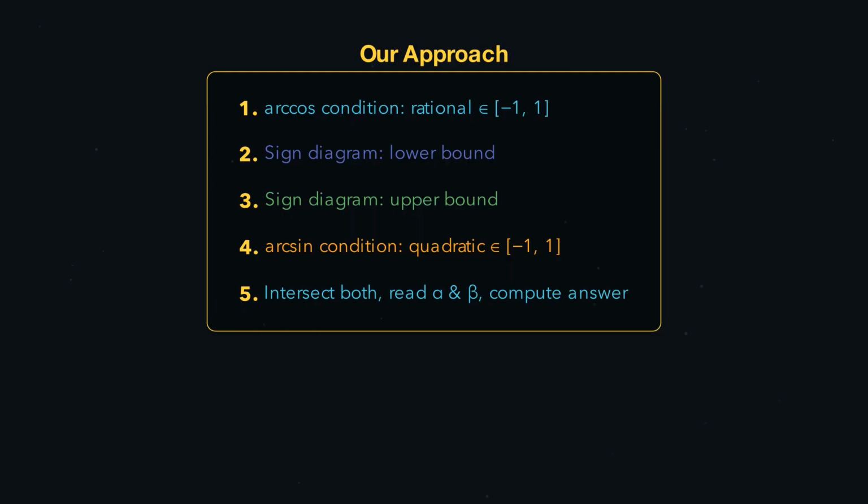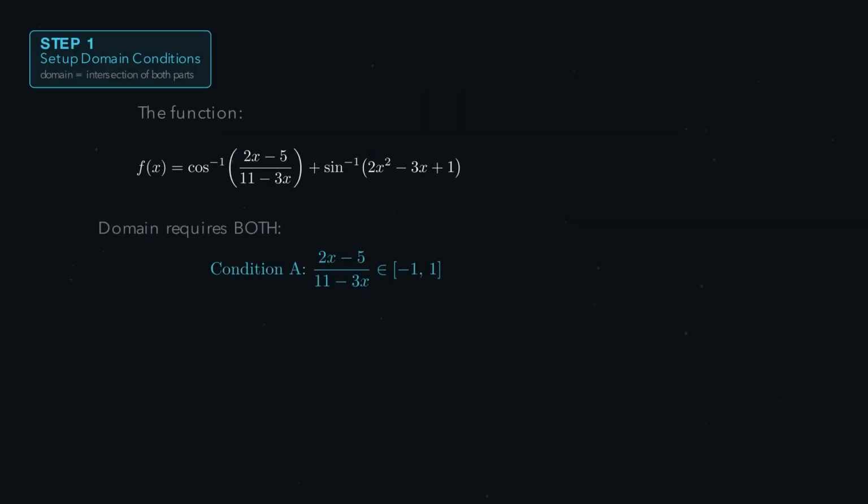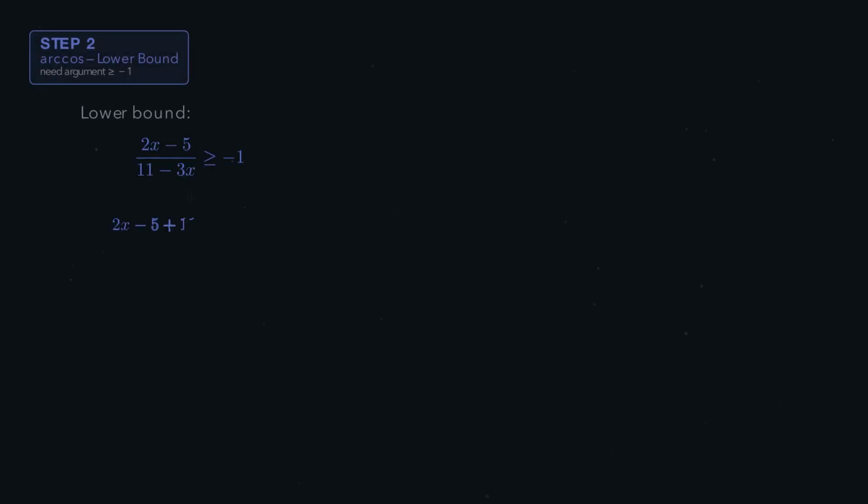Here's our approach. First, we'll find where the arc cosine input stays between -1 and 1. That means solving two rational inequalities using sign diagrams. Then, we'll find where the arc sine input stays in the same range. The lower bound is always satisfied. So we only need the upper bound, which gives a clean quadratic factoring. The key move is intersecting both conditions on the number line. Finally, we read off alpha and beta and compute the answer.